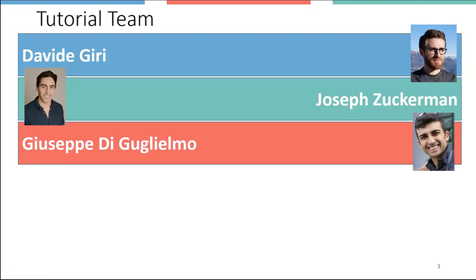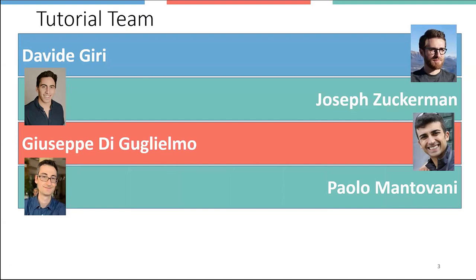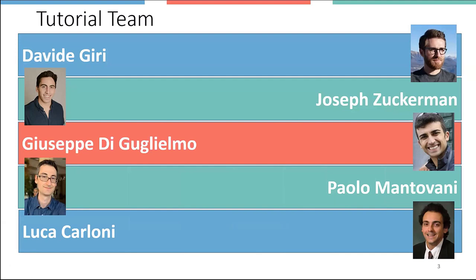Paolo Mantovani has been the architect of ESP and has worked on multiple parts of the system, both in terms of the architecture and the methodology. And as I said, my name is Luca Carloni. I've been doing research on electronic design automation, and embedded system and system on chip platforms for almost 25 years now.